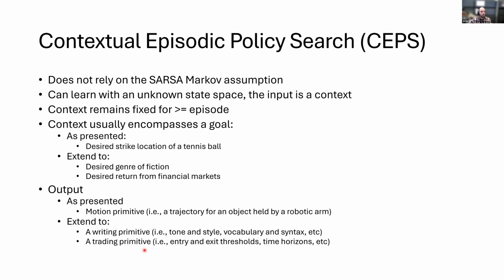So let's dive in. Contextual episodic policy search, SEPs, doesn't rely on the Markov assumption. It takes in contexts instead of states. You take in a specific context for an entire episode, then you might sample a new context for the next episode, and we'll get into the algorithm a little later. In these motion primitive robotics tasks, you can think of these contexts as the desired strike location of a tennis ball, or the position where you want to place a box on a table. While it's not discussed in this paper, it can be extended to non-motion primitive things too.